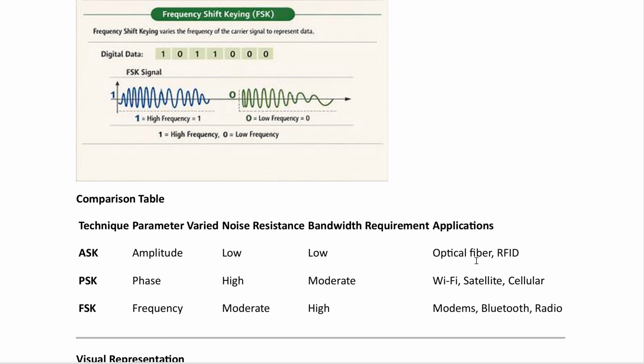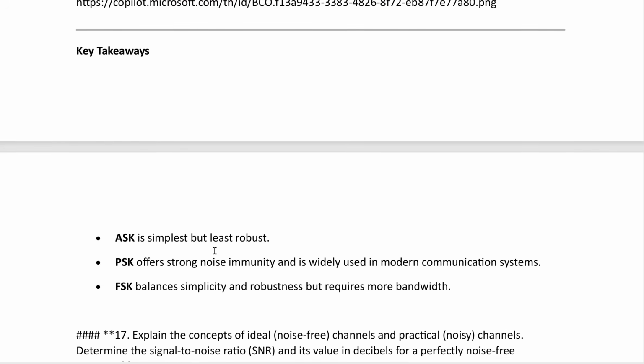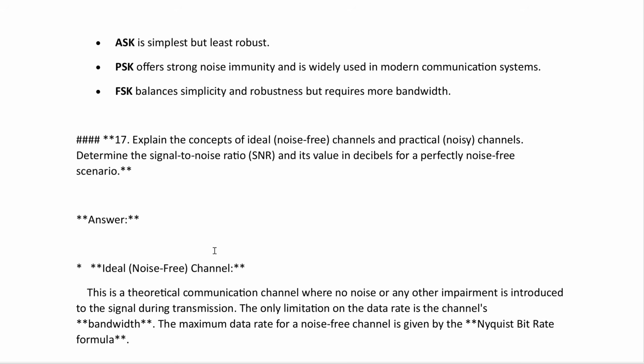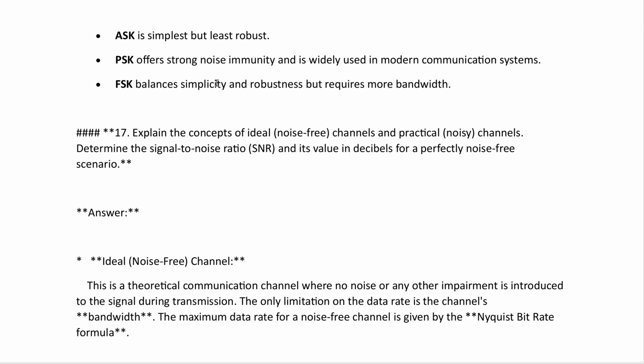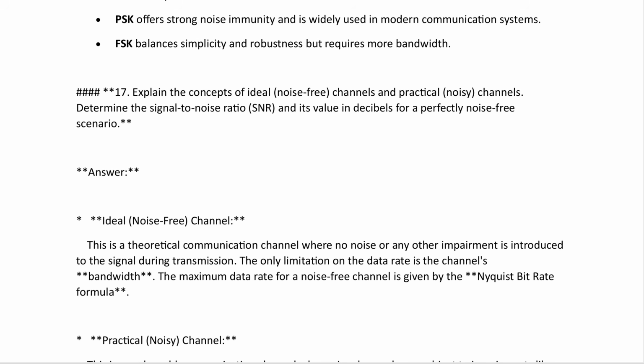Applications: ASK is used in optical fiber and RFID systems. PSK is used in Wi-Fi, satellite communication, and cellular communication. FSK is used in modems, Bluetooth, and radio communication. ASK is the simplest but least robust. PSK offers strong noise immunity and is widely used in modern communication systems. FSK balances simplicity and robustness but requires more bandwidth.